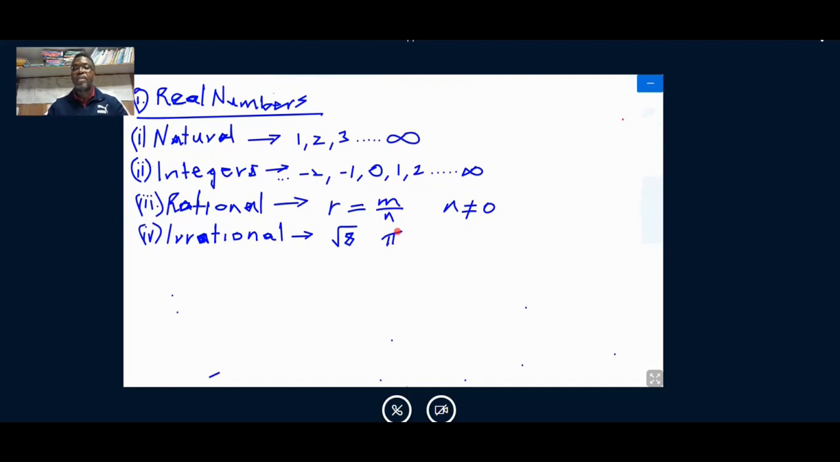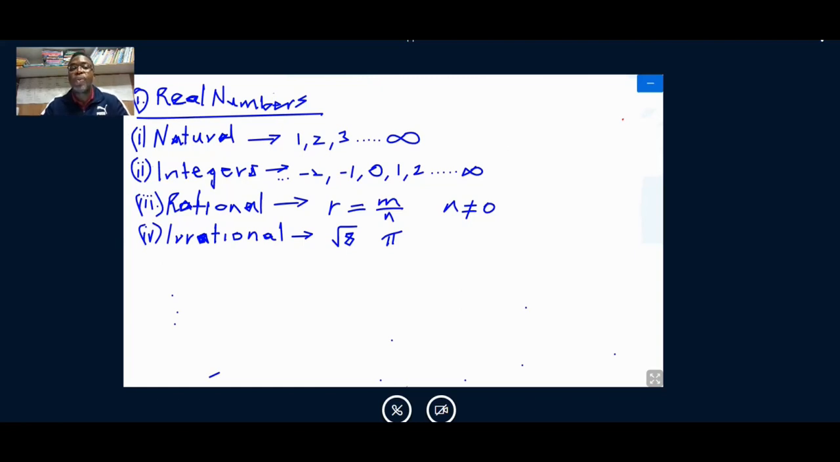So we have discussed natural numbers. A natural number is a number that starts from 1 to infinity. Integers are all numbers starting from negatives, passing through 0, to positive numbers up to infinity. So you can imagine integers as numbers that run from negative infinity to positive infinity.